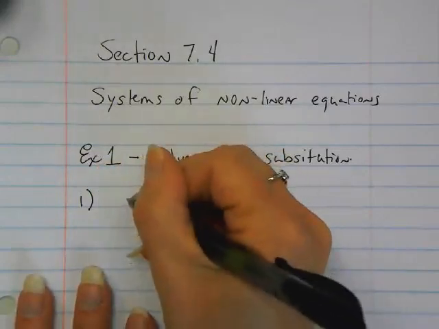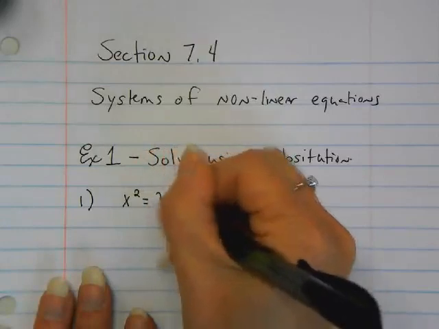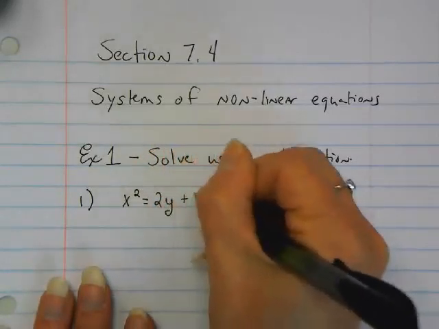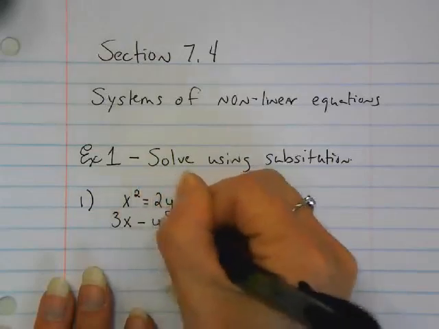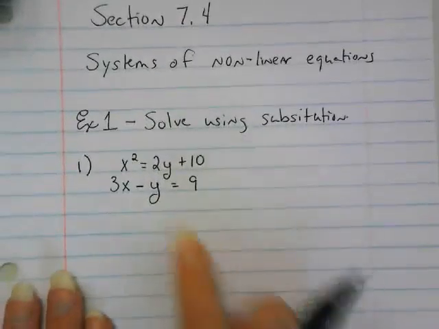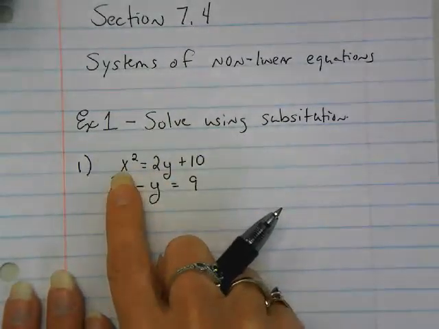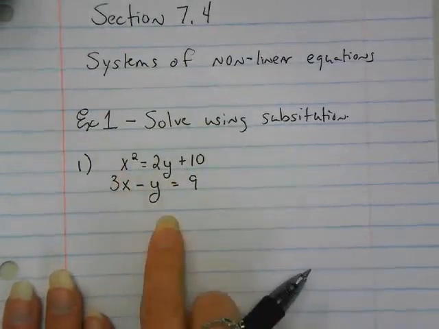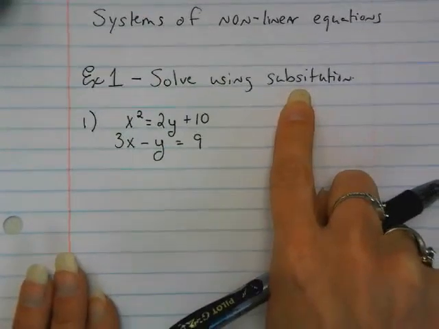Okay, so let's say I have x squared is equal to 2y plus 10, and 3x minus y is equal to 9. So I know that this is a linear equation. This is a quadratic equation. It would be a parabola if we graphed it. So I've been told that I have to do substitution.